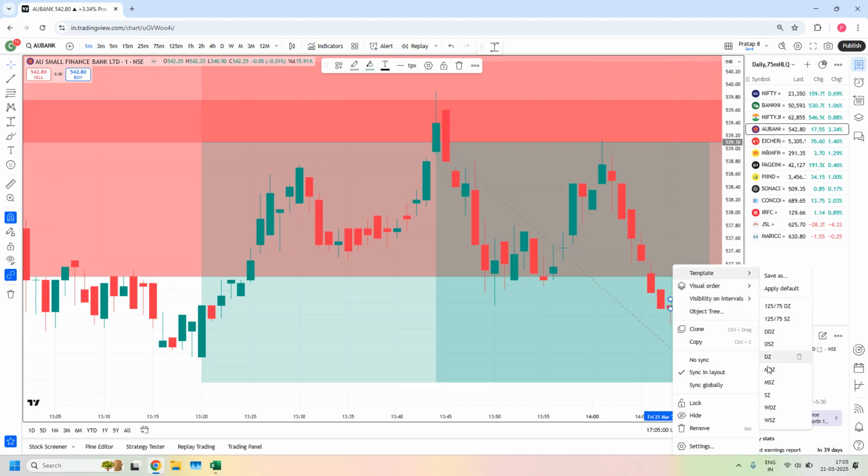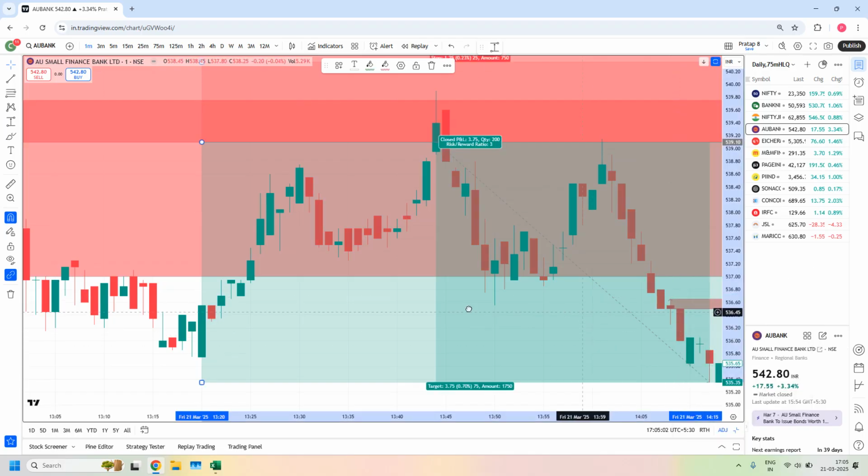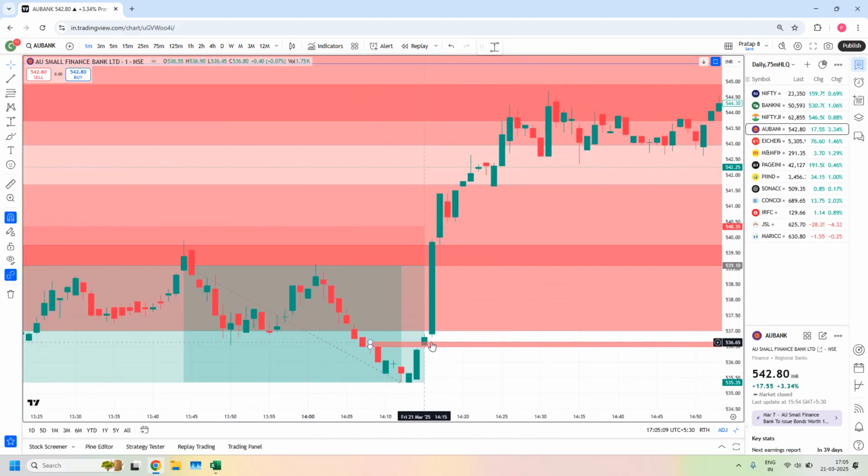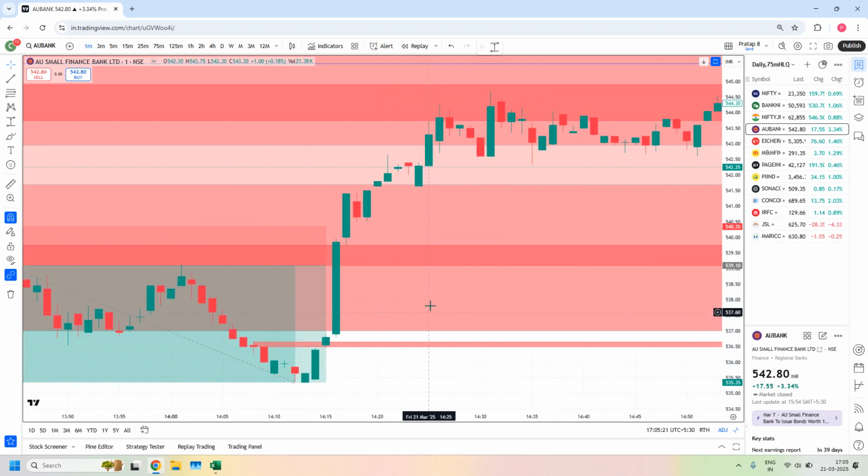This is the 1 minute supply zone. When it is violated here, you would have booked your profit. If you exited here, some of your profit would have been reduced, but still you get profit, right?